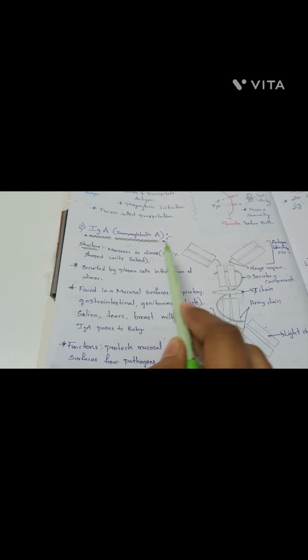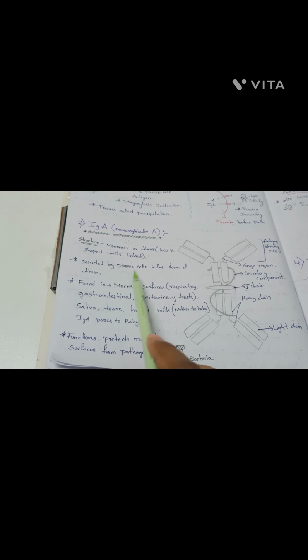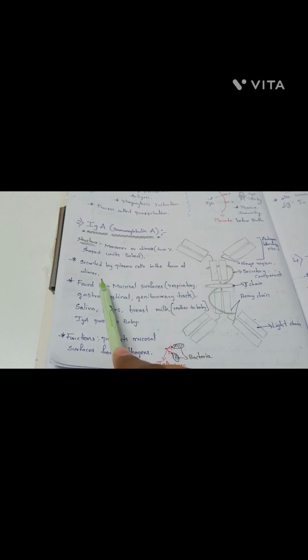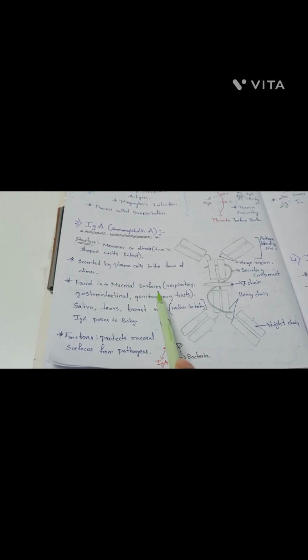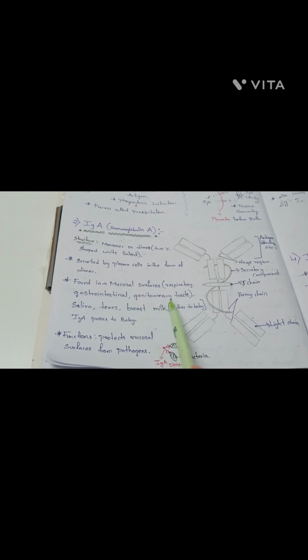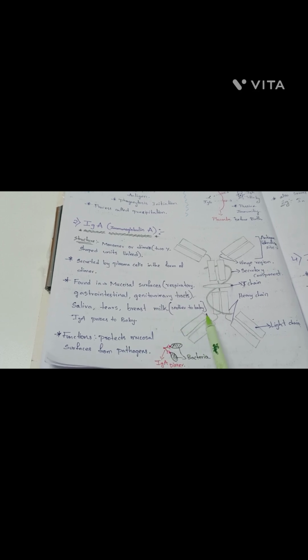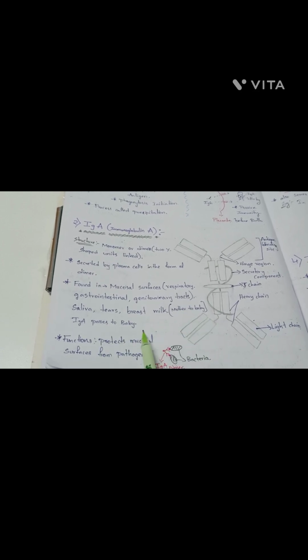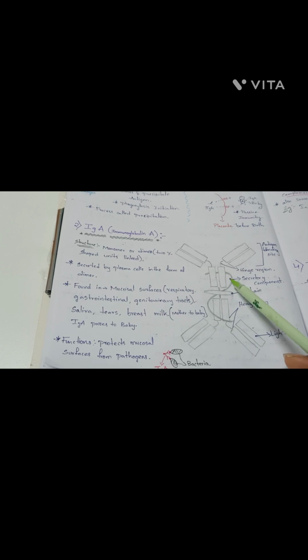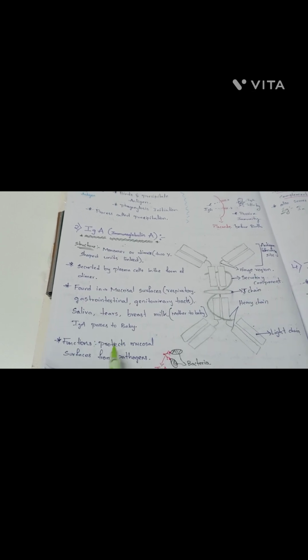The second is IgA, immunoglobulin A. Structure: monomer or dimer, 2 Y-shaped units linked, secreted by plasma cells in the form of dimer, found in mucosal surfaces, respiratory, gastrointestinal, genitourinary tracts, saliva, tears, breast milk. From mother to baby, IgA passes to the baby. It has the 2 Y-shaped units linked together by J chain.